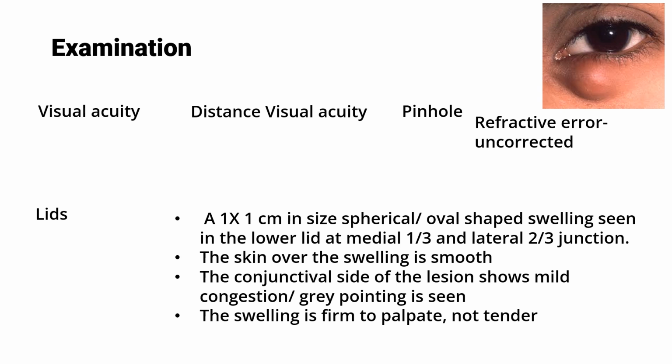Then, on inspection, the skin over the swelling is smooth. Not only the skin, you also have to examine the conjunctival side. The conjunctival side of the lesion shows mild congestion or a gray pointing is seen. And on palpation, the swelling is firm and non-tender. You have to present these findings, and only then you'll be able to come to a diagnosis of chalazion. So you will say which eye, right eye or left eye.